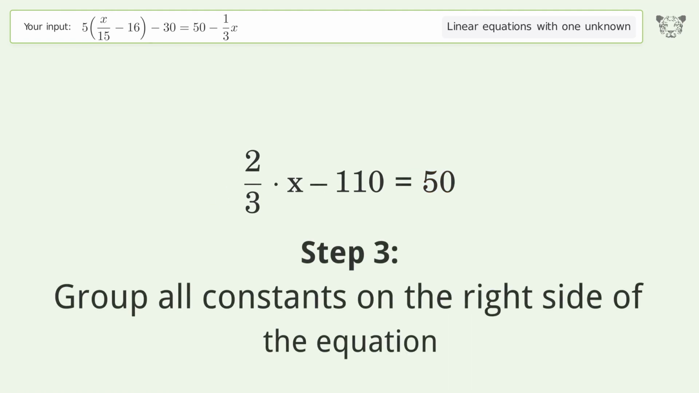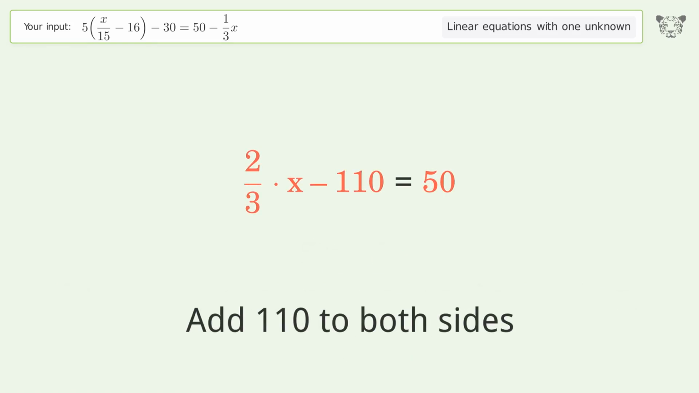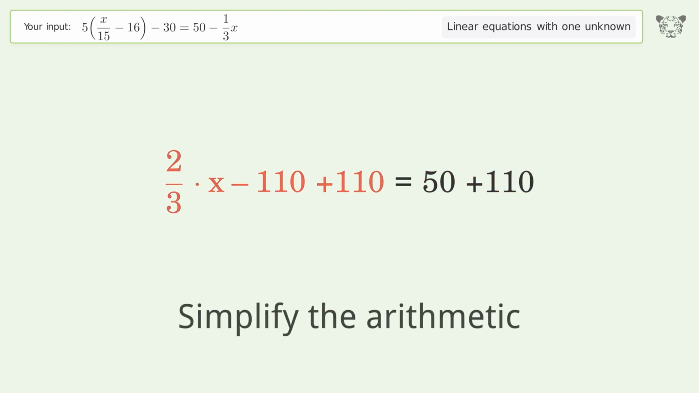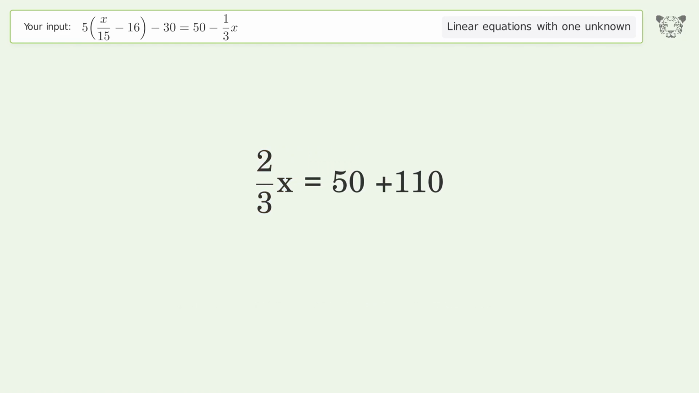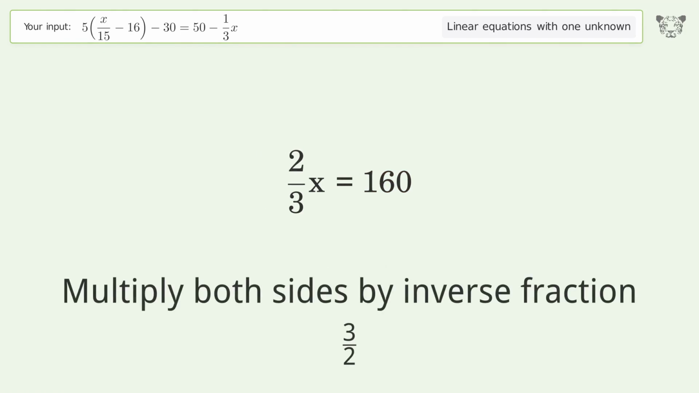Group all constants on the right side of the equation. Add 110 to both sides. Simplify the arithmetic. Isolate the x. Multiply both sides by inverse fraction 3 over 2.